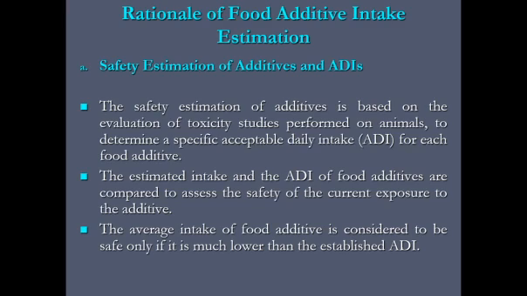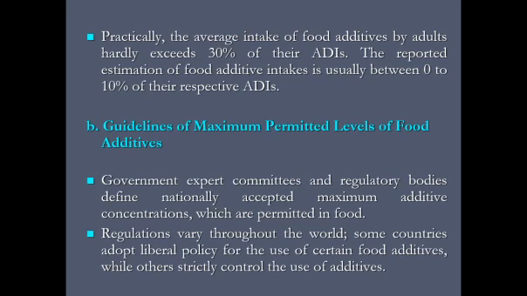Safety estimation of additives and ADIs. The safety estimation of additives is based on the evaluation of toxicity studies performed on animals to determine a specific acceptable daily intake, represented as ADI, for each food additive. The estimated intake and the ADI of food additives are compared to assess the safety of the current exposure to the additive. The average intake of food additives is considered to be safe only if it is much lower than the established ADI. Practically, the average intake of food additives by adults hardly exceeds 30% of their acceptable daily intakes. The reported estimation of food additive intake is usually between 0 and 10% of their respective ADIs.